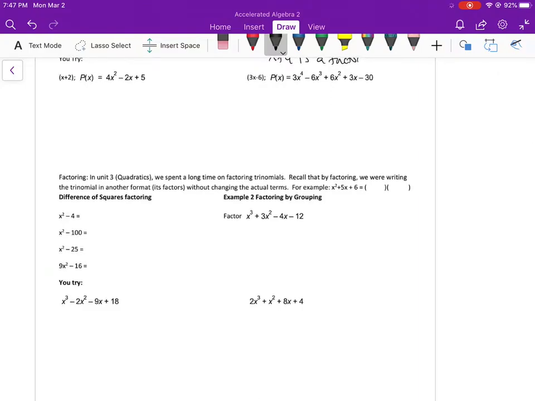All right, so now that we know how to tell if something is a factor, and we will use that fact, let's talk about what it means to factor. Factoring is something you've already spent a ton of time on in Algebra 1 with factoring trinomials. It's a way of rewriting a trinomial in another format, meaning its factors, without changing the actual terms. So with factoring, you should always be able to re-multiply your answer and get the original thing you started with. If you aren't getting the original thing, then you have to check your factoring. I think some of us very frequently don't check our factoring.